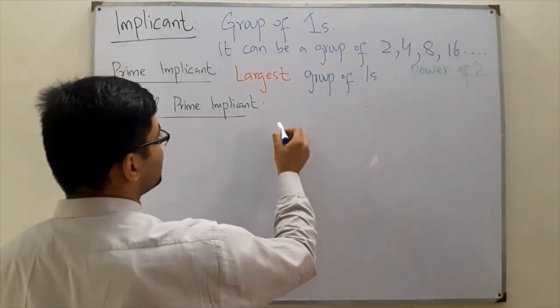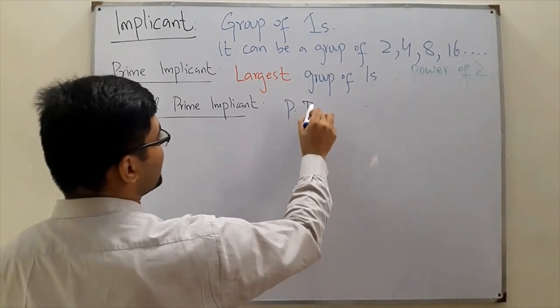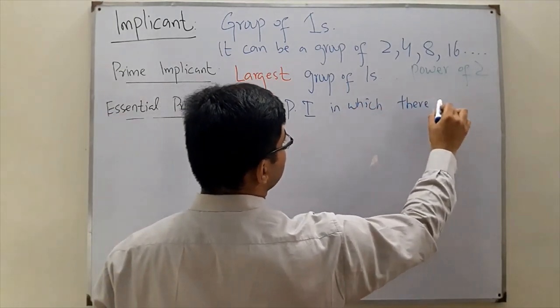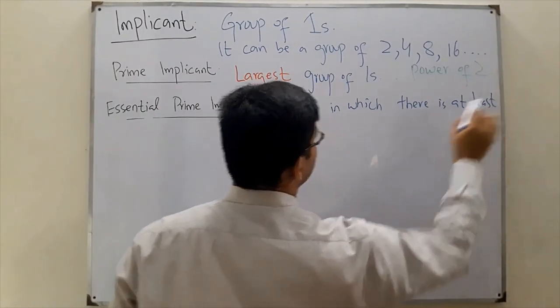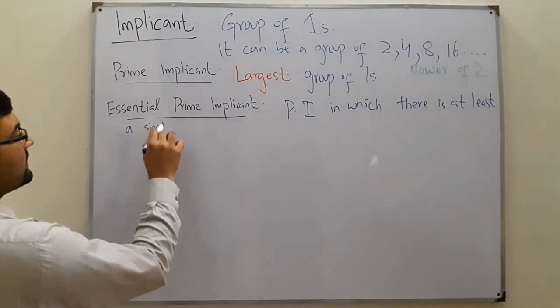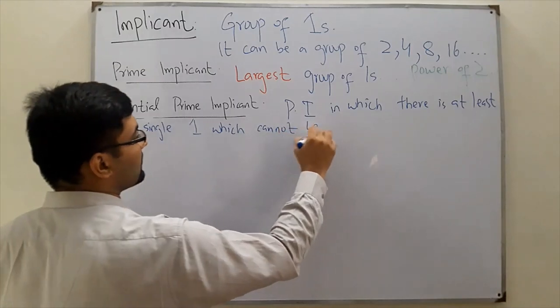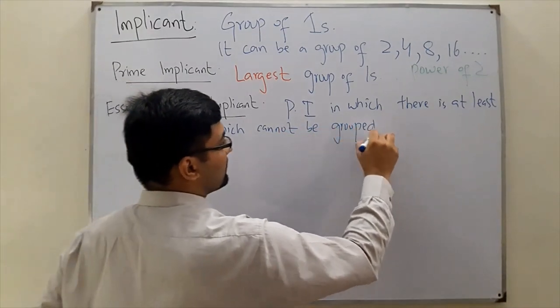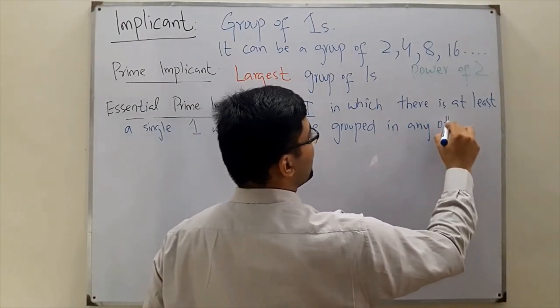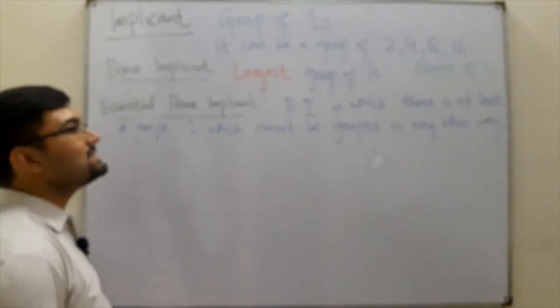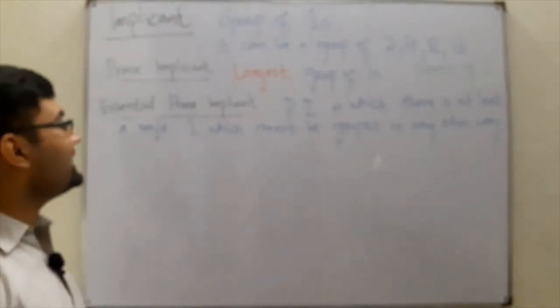The largest group of ones, or I say the prime implicant, in which there is at least a single one which cannot be grouped in any other way. This is the definition of essential prime implicant. It is the largest group of ones in which there is at least a single one which cannot be grouped in any other way. So we see this through an example.